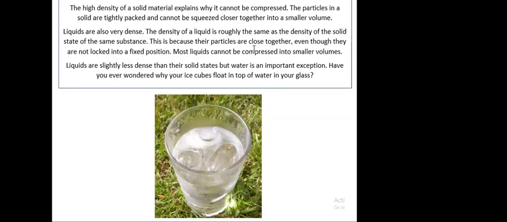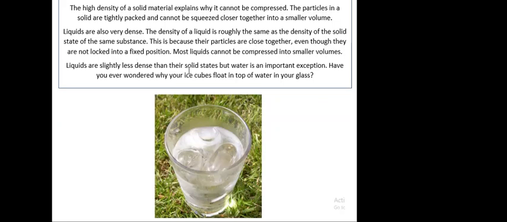This is because their particles are close together, even though they are not locked into a fixed position. Most liquids cannot be compressed into smaller volumes, right? Why can it not be compressed into smaller volumes? Tell me in the chat. Because there's very minimal space, and the space that the molecules are vibrating. Okay, well done, Quentin. Because just like a solid, there's not enough space for the particles to move, right?